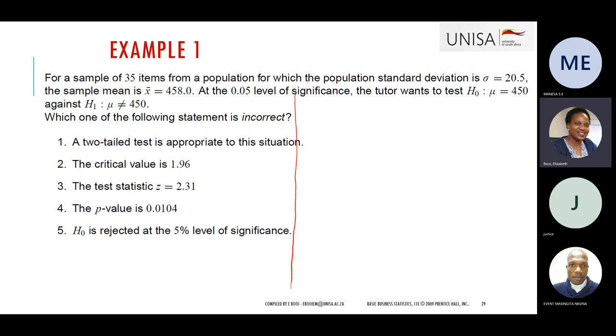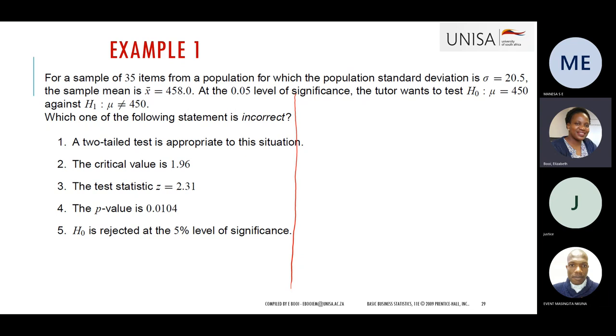Okay, so for a sample of 35 items from the population for which the population standard deviation is sigma equals 20.5, the sample mean x bar is equal to 458.0. At the 0.05 level of significance, the tutor wants to test the null hypothesis that the mean is equal to 450 against the alternative that states that the mean is not equal to 450. Which one of the following statements is incorrect? Okay, so we've got all those statements, but what is it that we are given here?